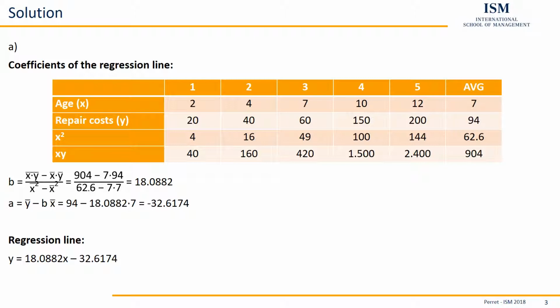Well, what does the regression line signify? We cannot say any sensible thing about the intercept, but the slope would mean for every year that my car gets older, the repair costs will increase by roughly 18.09 euros. Okay, so much for part A, for the regression line.